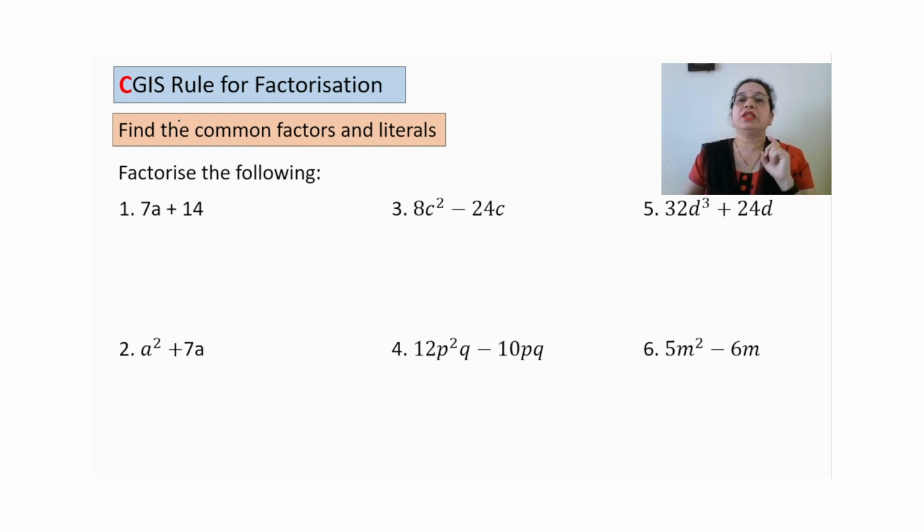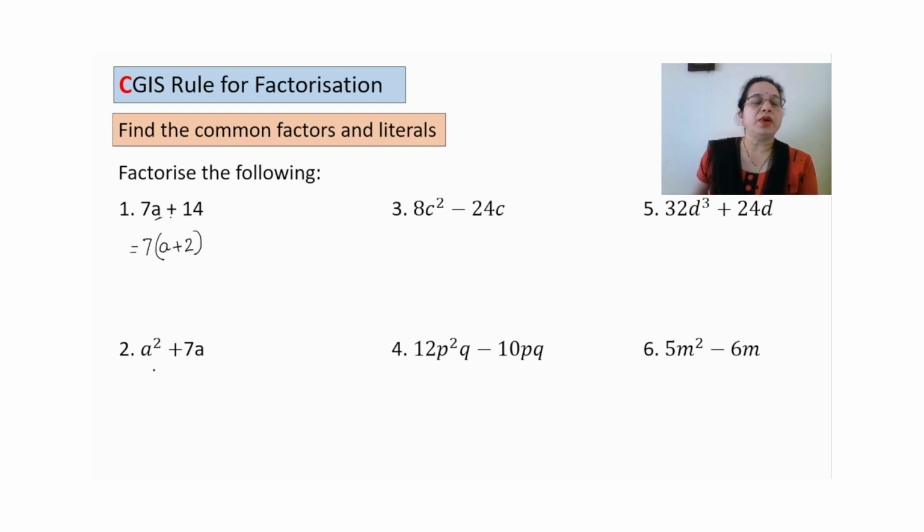So what is the first one? C. C means common. So find out, is there anything common in 7a and 14? So we can say that yes, the number 7 is common. Which number is common? 7 and 14. In both the numbers 7 comes. So 7 is common. Write down 7 common outside the bracket. Now what is left over here? a. Which sign is there? Plus. 7 twos are 14. So 2 will come. So the factors of 7a plus 14 will be 7 and a plus 2.